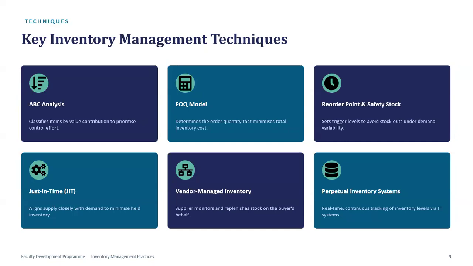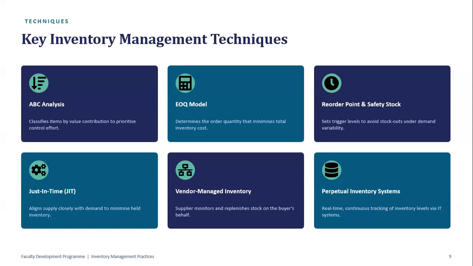ABC analysis prioritizes the inventory based on value. Economic order quantity determines the optimal order size. Safety stock and reorder point reduce stockout risk. Just in time minimizes inventory by synchronizing production with demand. Vendor managed inventory allows suppliers to monitor and replenish customer inventory.